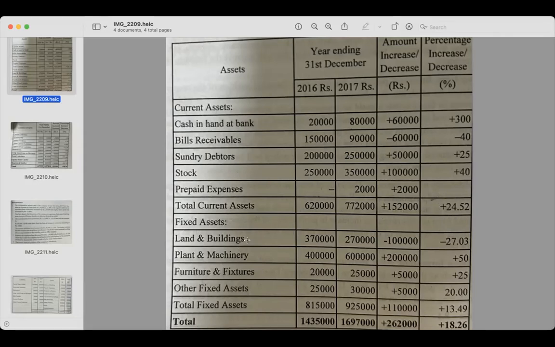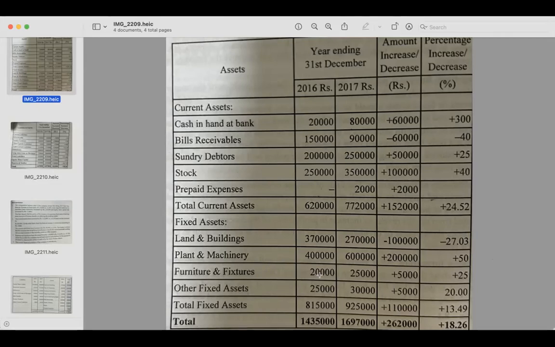Likewise, look at the land and building. It was 3,70,000 and now 2,70,000. There's a decline of 1 lakh, minus 1 lakh. Minus 1 lakh by 3,70,000 gives you minus 27%. And plant and machinery, 4 lakhs and 6 lakhs, a 2 lakh increase. Plus 2 lakhs by 4 lakhs into 100 is a 150% increase in plant and machinery.